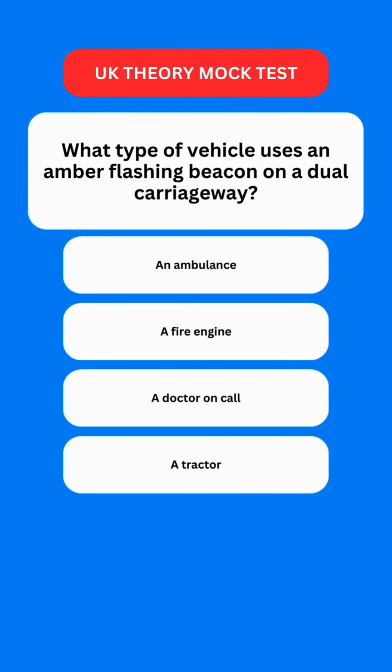Next question is, what type of vehicle uses an amber flashing beacon on a dual carriageway? Options are, an ambulance, a fire engine, a doctor on call, or a tractor. So the correct option is the last one, a tractor.